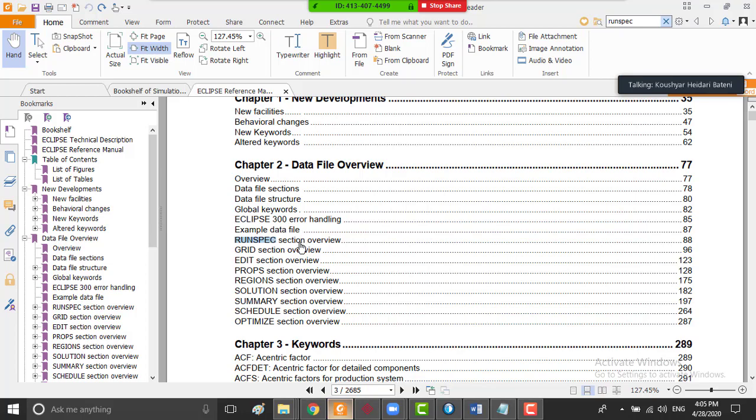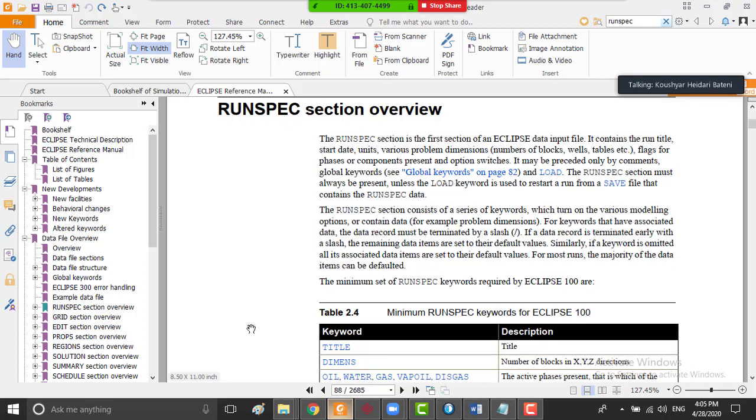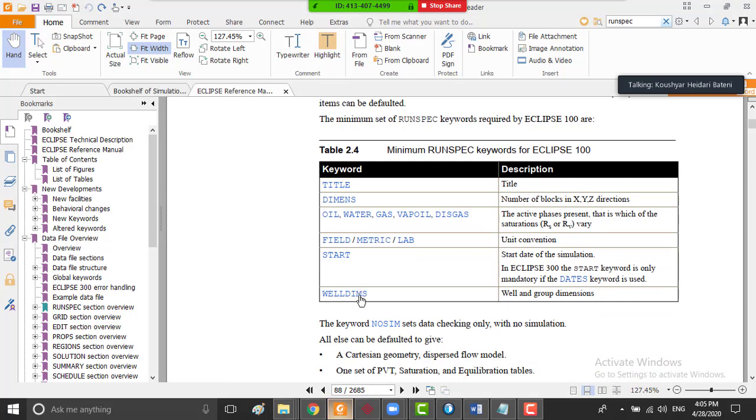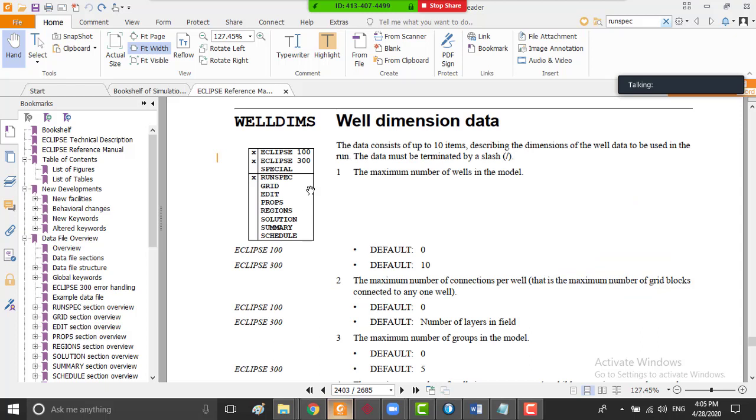We are supposed to see the descriptions on this essential keyword, which is VELDIMS. Now, as the table beneath it indicates, this keyword is only used in the RUNSPEC section.